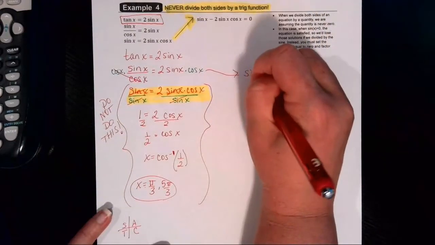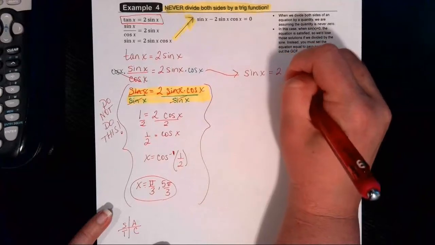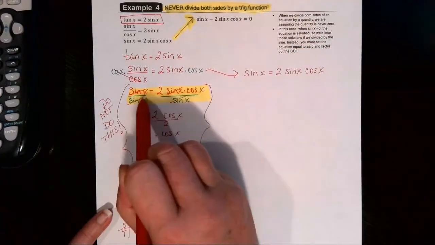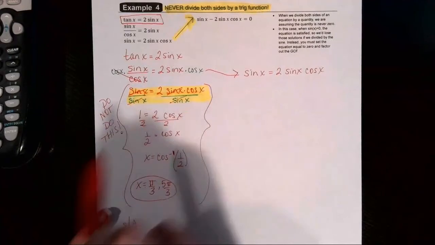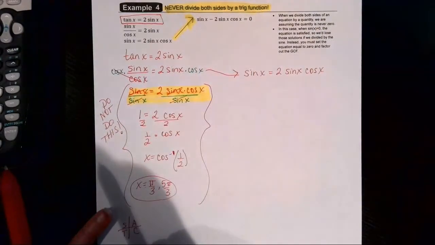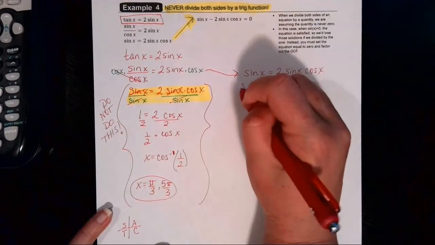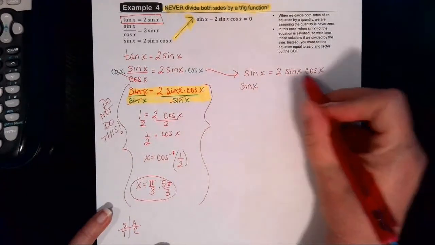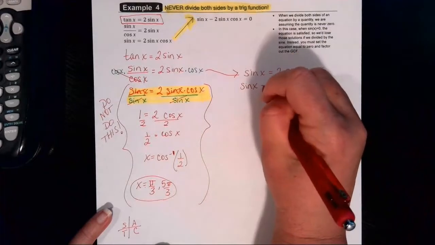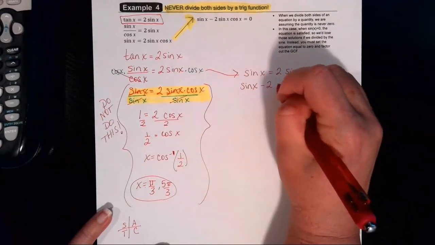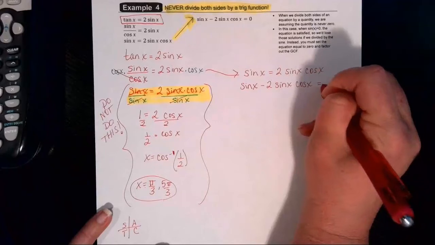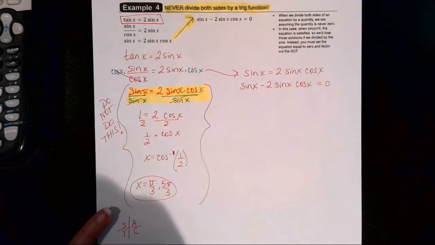We had sine of x equals 2 sine of x cosine of x. So instead of trying to divide out that trig function from both sides, we're going to set this equal to 0. So we're going to have sine of x, and then to move this 2 sine x cosine of x to the other side, since it's positive, we're going to subtract. So we'll have minus 2 sine x cosine of x, and now that's equal to 0.